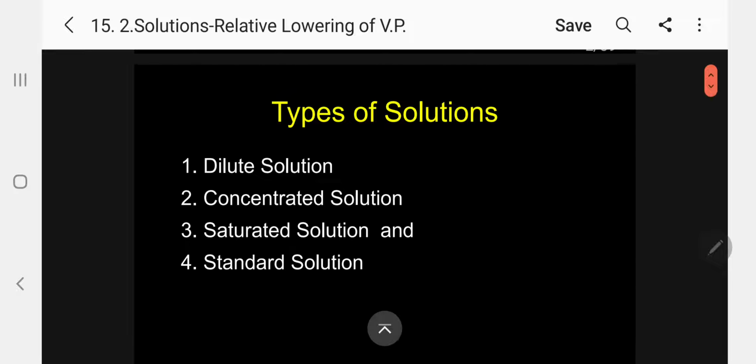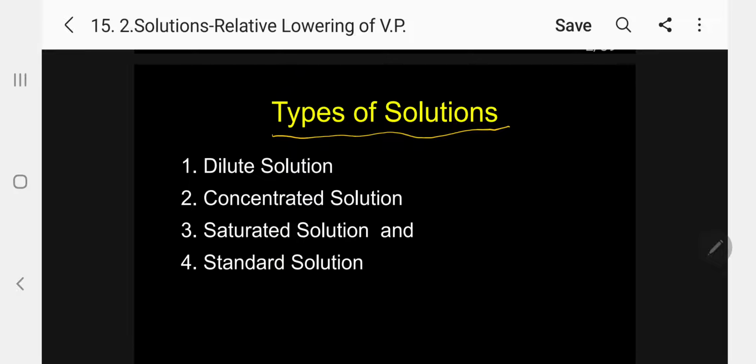Before entering into the first one, that is relative lowering of vapor pressure, we have already discussed types of solutions. So various ways we can classify the types. Solution can be classified in a number of ways. For example, depending upon the number of components, solvent will be only one and solute may be any number. I can say binary, ternary, quaternary, like this I can classify.